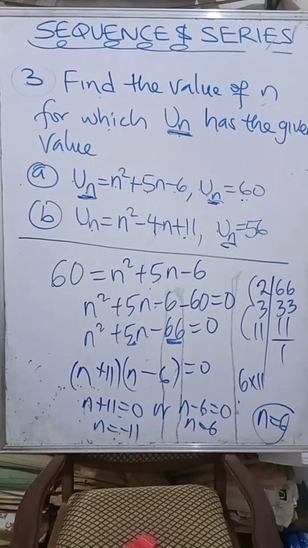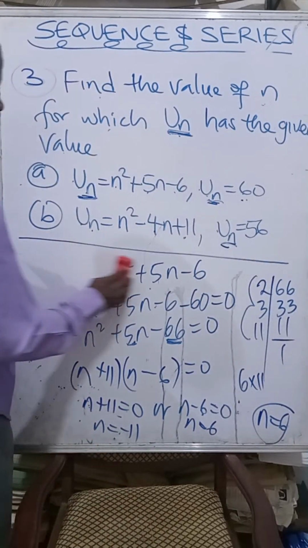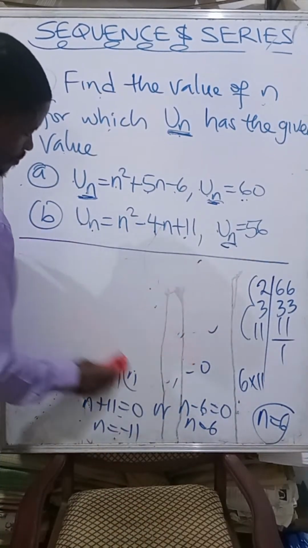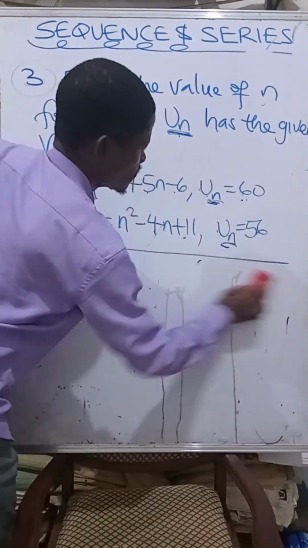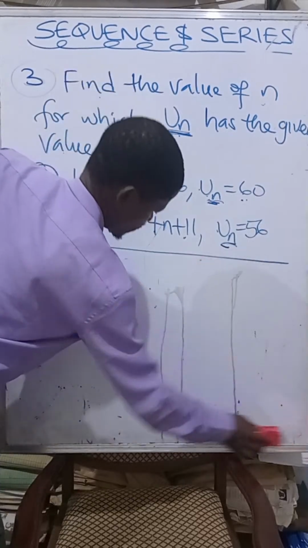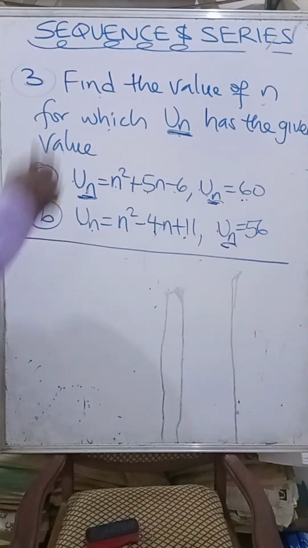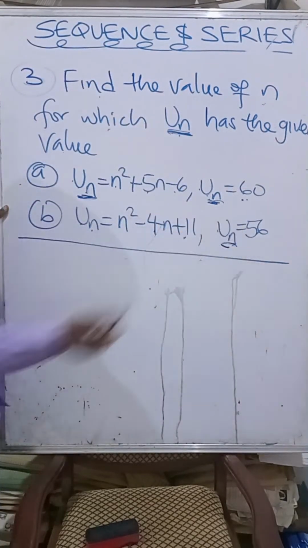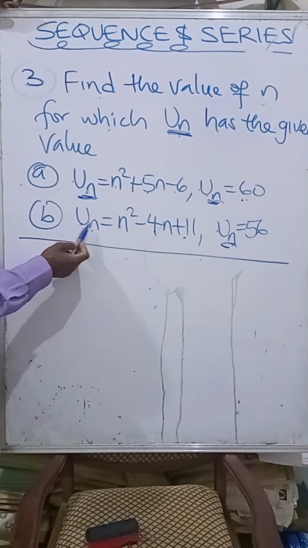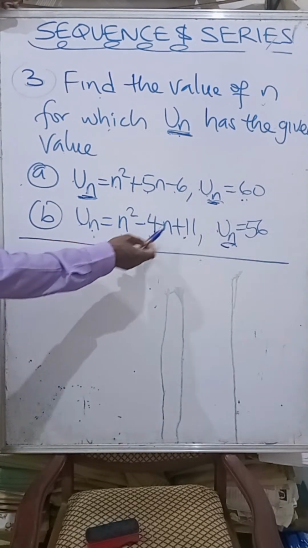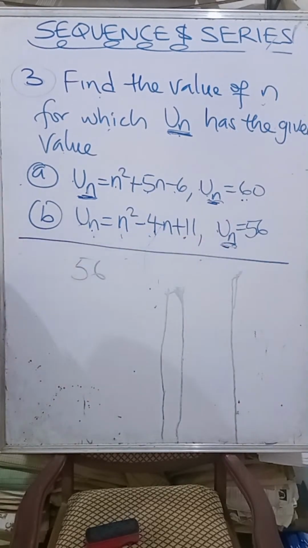Let's see the second question. For the B part, we have the nth term as 56. U subscript n is equal to n squared minus 4n plus 11. Just substitute this one. That's 56.